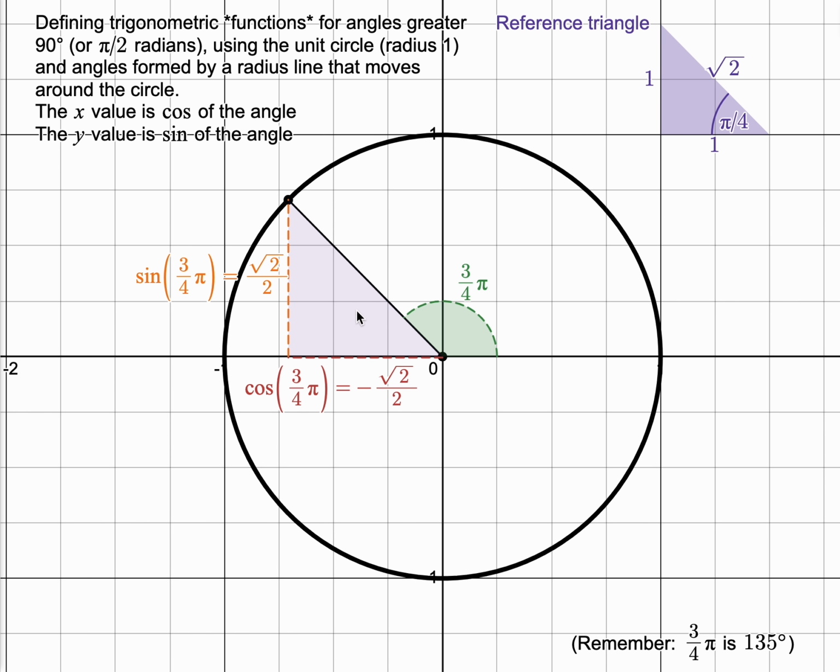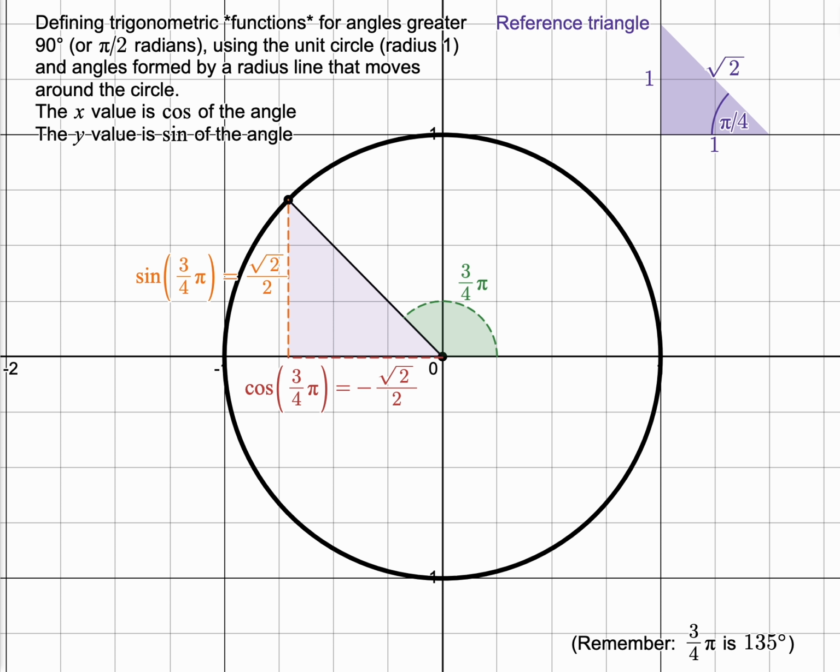Okay, let's try another one. Here we've got 3 pi on 4 as our angle of interest. You can see our two similar triangles. Root 2 divided by 1, or 1 divided by root 2, for our proportionality constant is going to give us the lengths of the perpendicular sides, and therefore, according to our new definition, sine is the y-coordinate, cosine is the x-coordinate. Sine of 3 pi on 4 is root 2 on 2, and cosine of 3 pi on 4 is minus root 2 on 2.